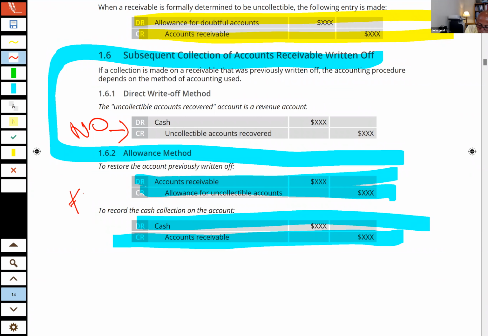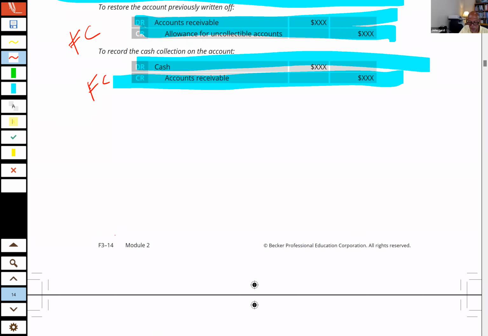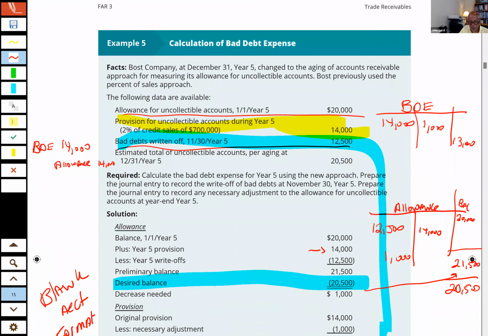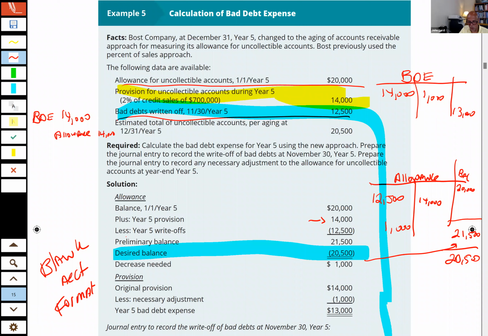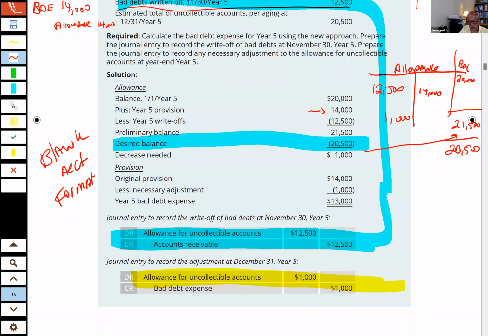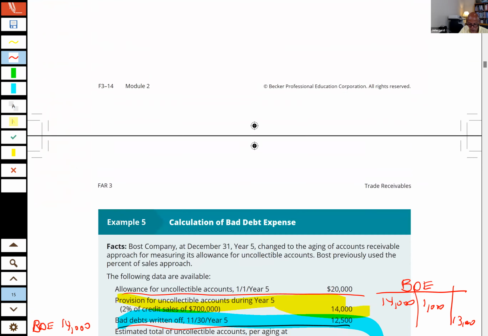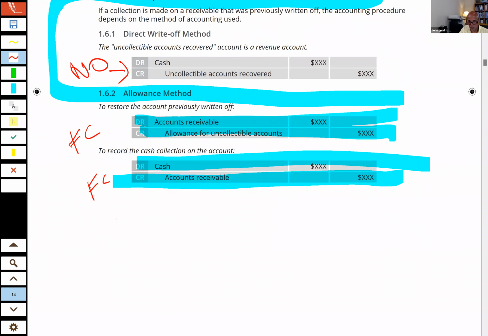So make sure you are comfortable, guys, with the entire process, okay? And if you have to flashcard all these entries, then do that, okay? When you set up the allowance, you debit the bad debt expense, you credit the allowance, right? When you have the write-off, you debit the allowance, you credit the account receivable. If you have to make an adjustment, you make an appropriate adjustment, increase or decrease in the bad debt expense, increasing or decreasing the allowance accordingly. If there's a recovery, you need to put the receivable back, put that money back in the allowance, and then go ahead and, of course, liquidate the receivable by debiting the cash, crediting the receivable. Make sure you are comfortable with that process, guys.